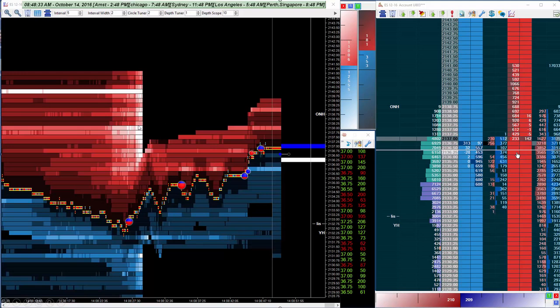So in this case, I'm actually using the Jigsaw version of time and sales, the reconstructed tape. I've got it filtered to show trades of 50 contracts or more. And we're looking at the S&P 500 futures. It's also just showing trades from the last 3 minutes because I like to be able to just glance across and see just the recent history.